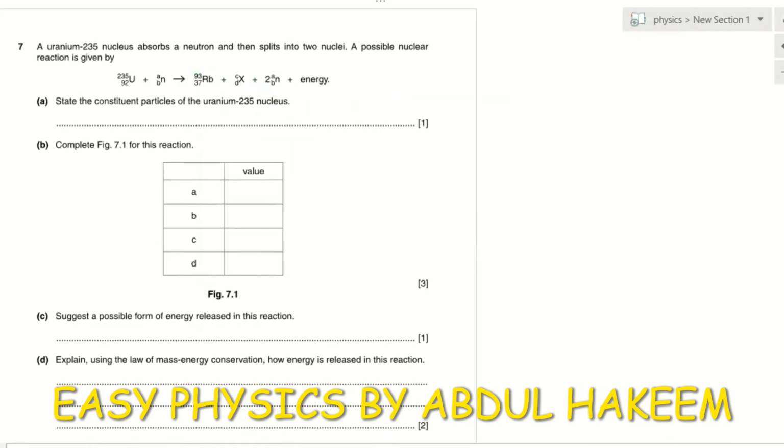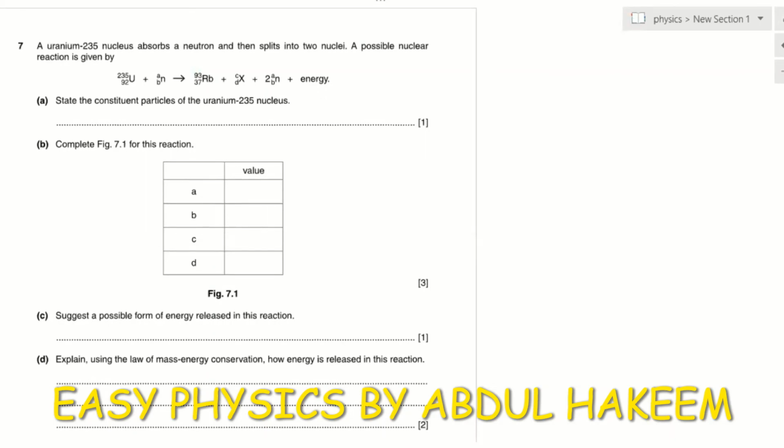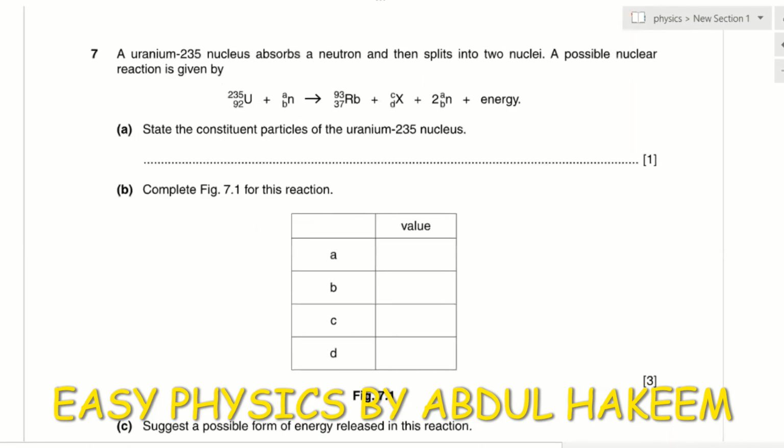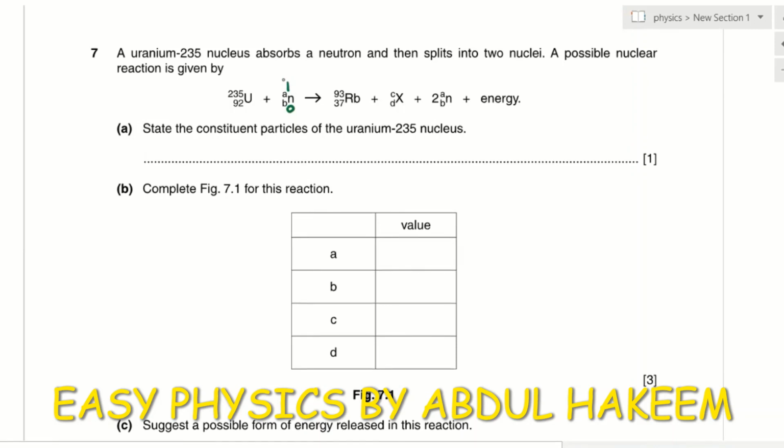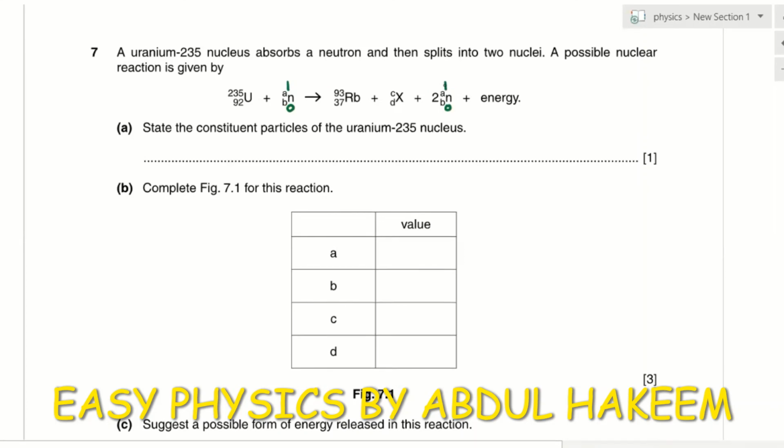Now the next question is, a uranium-235 nucleus absorbs a neutron and then splits into two nuclei. A possible nuclear reaction is given by uranium 92, 235 plus neutron. Look, neutron has numbers 0 down and 1 up. No charge, but has mass. And similarly here, this is 0 and this is 1. State the constituent particles of the uranium-235.